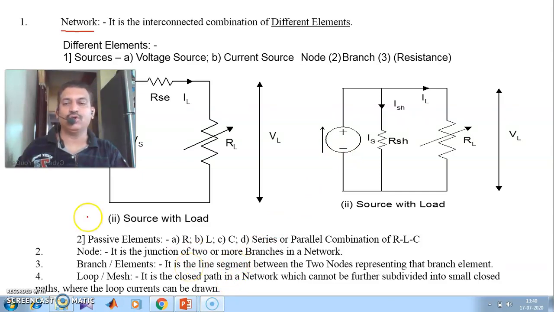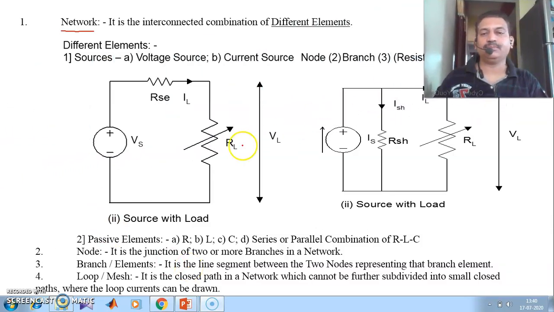Fourth definition, loop. Now to understand loop, I just consider this figure. It is the closed path in a network which cannot be further subdivided into small closed paths where the loop currents can be drawn. So if I consider a loop current starting from the positive terminal of the voltage source, it passes through RSC and then RL and ends up at the negative terminal. So this forms a loop.